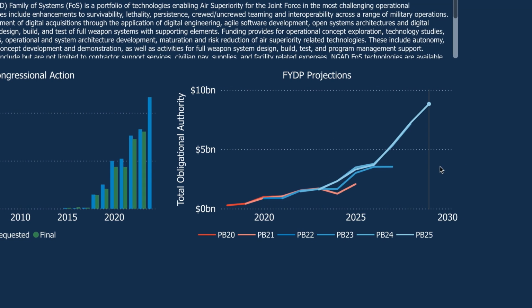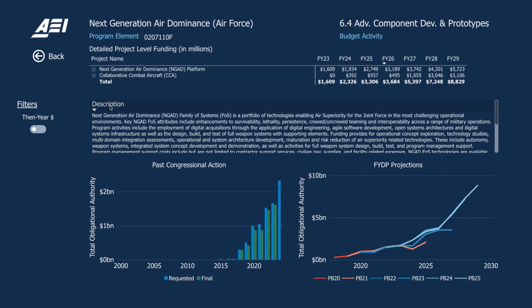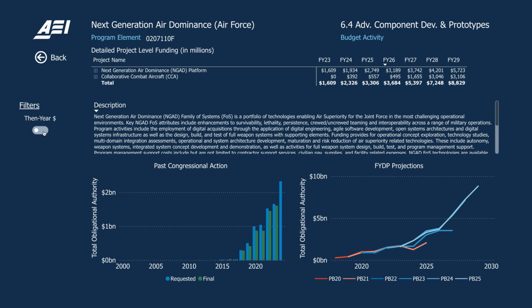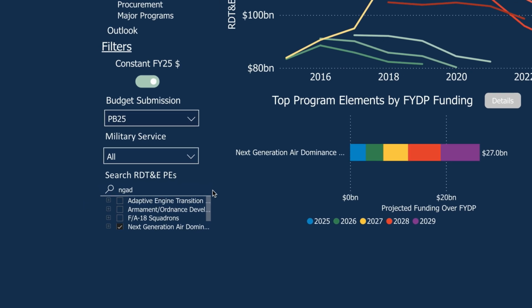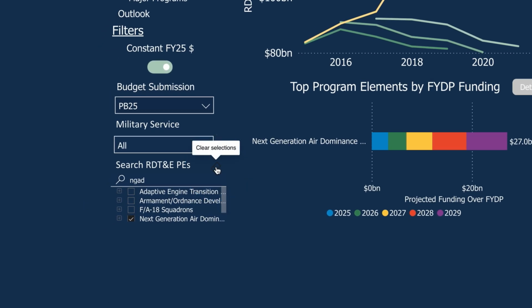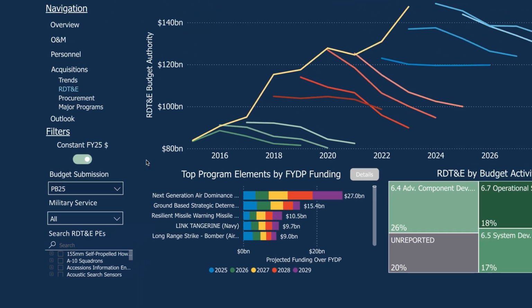It also compares previous FYDP projections. FYDP is the Future Years Defense Program, so you can see how the projections for this particular funding line have changed over time. I should point out here that there is a filter for then-year versus constant-year funding. The budget request actually reports the data in then-year dollars, so if you're comparing to what's in the budget documents, make sure you have that selected. You can click back here and it takes you back to the main RDT&E page, and if you click the eraser button here, it will clear out your search selection.